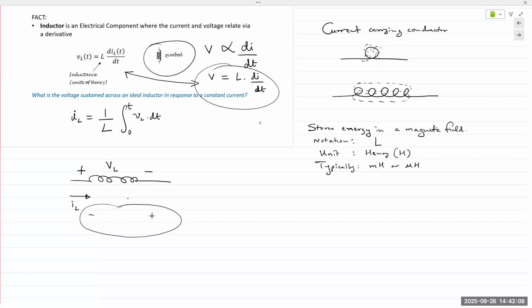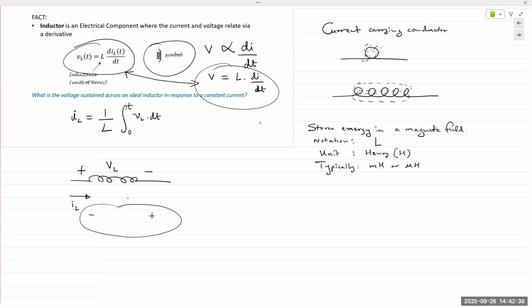Let's say IL is equal to 1 amp. 1 amp is flowing in there. It starts receiving the energy. The stored energy at some point will reach 1 amp in that inductor, in that magnetic field. Once it reaches 1 amp, that inductor behaves like a short circuit. R is equal to 0. And that is what you're going to get mathematically here.